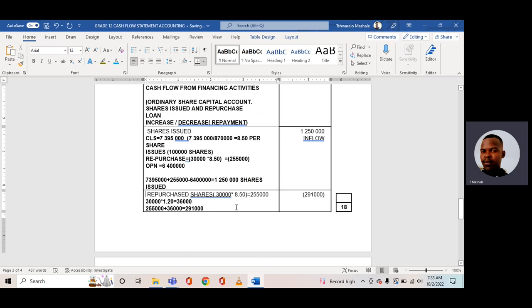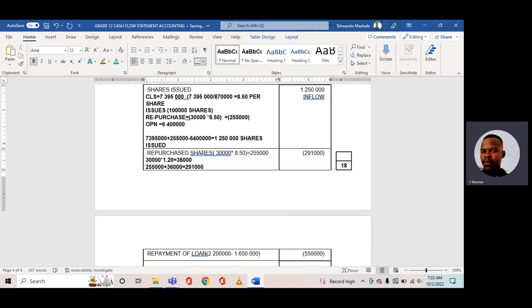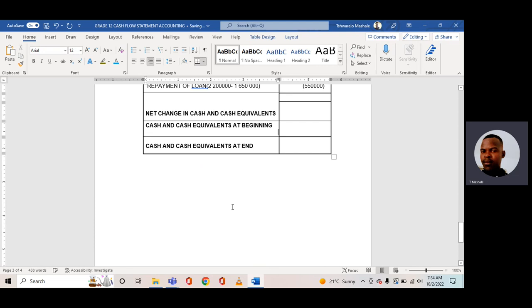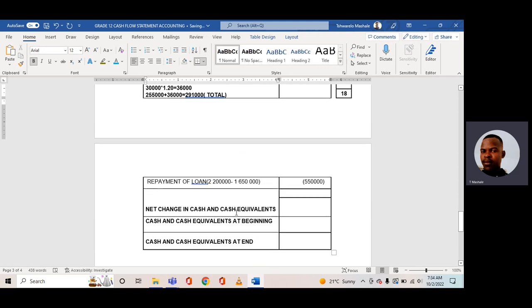So the repurchase of shares here, what I can simply show is that you must understand that you record them at the total, not at an average. We record at an average in the shareholders' capital, in the ordinary shareholders' capital. But then when you prepare this, you must show it at the total amount. So that's it. And then here you will have your net change in cash and cash equivalent.